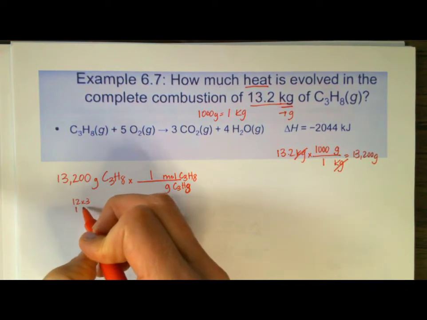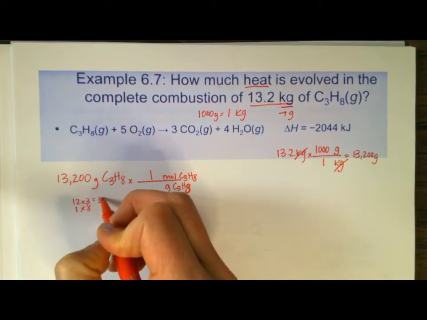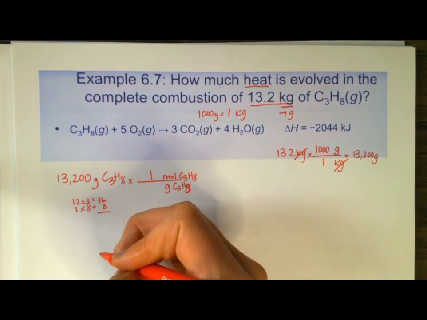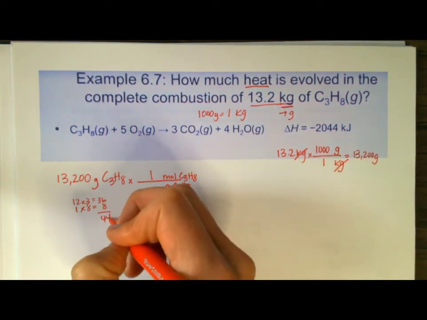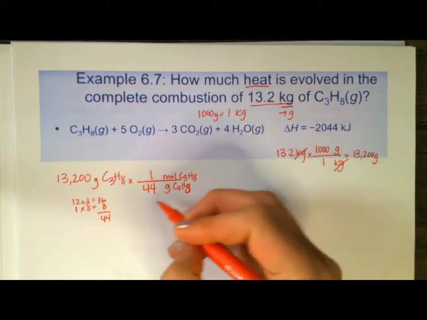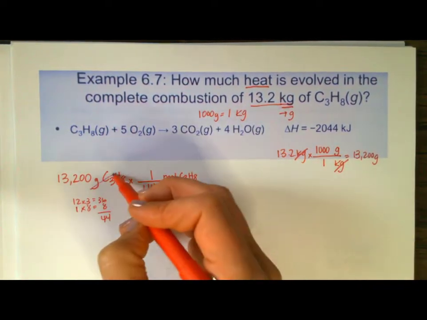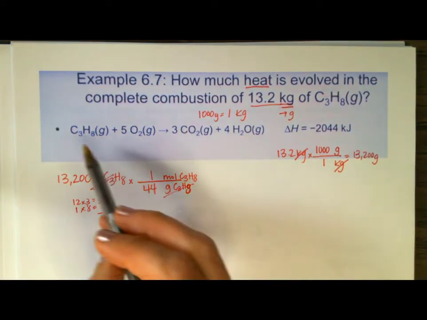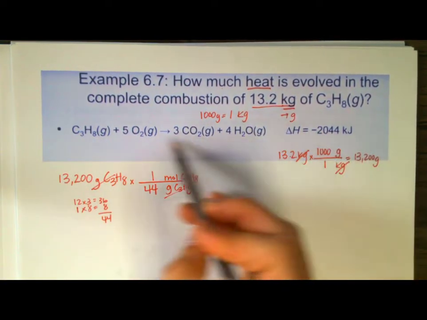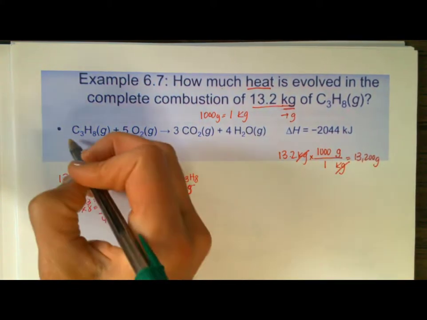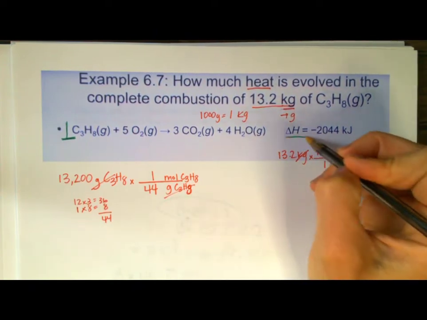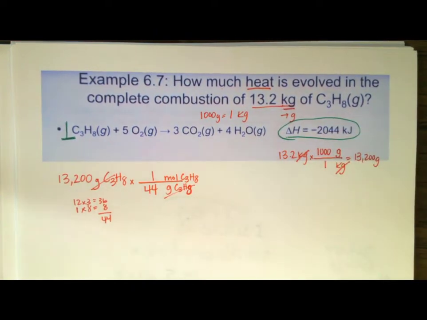Each hydrogen is 1 times 8, so I got 36 plus 8. So I should have 44 as my molar mass of propane. All right, that gets me to moles of propane. Now I can look at my balanced thermochemical equation, and I can see that for every 1 mole of propane, my delta H is negative 2,044 kilojoules.